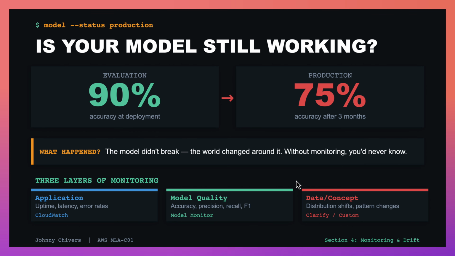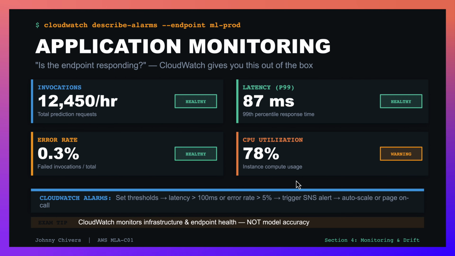And concept drift is when the relationship between the inputs and outputs has changed. We're predicting customer churn, but due to a change in the business, churn patterns shifted. Do we need to retrain that model? And the question is how do you detect each one of these for the exam?